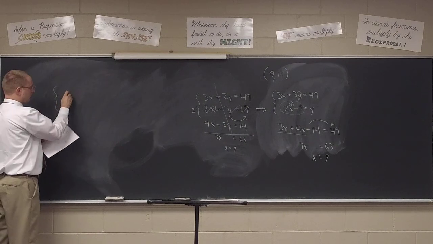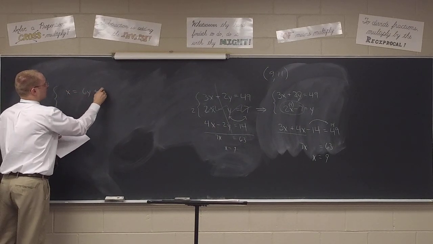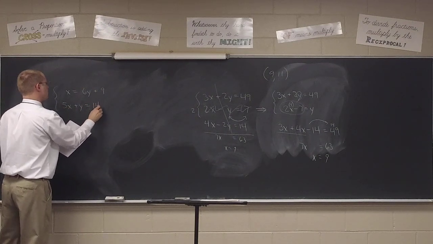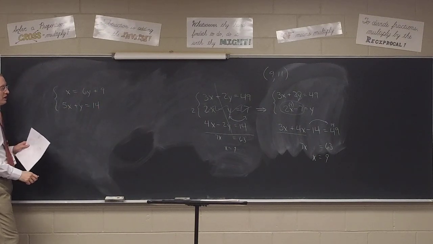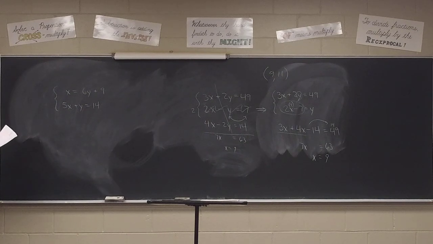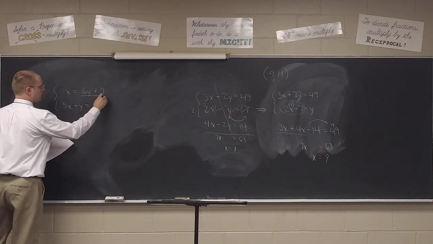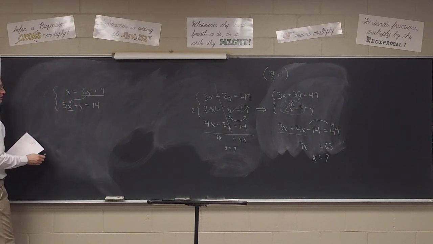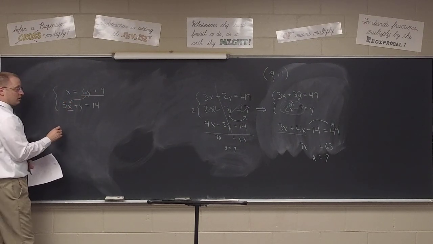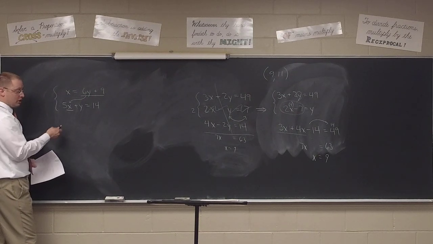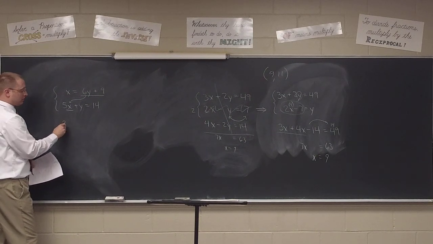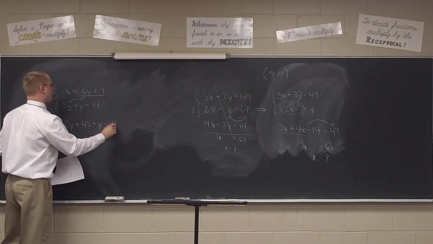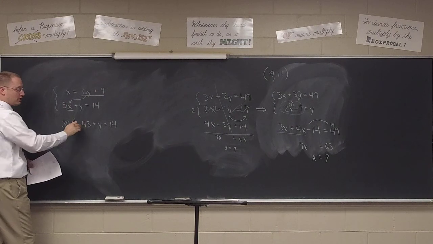X equals 6y plus 9. All right, you left for now, the bottom equation is 5x plus y equals 14. When you did the substitution, you had to plug 6y plus 9 in for the x to get 30y plus 45 plus y equals 14. There we go. So plug that in for the x and then also distribute. You did all of that in one step.